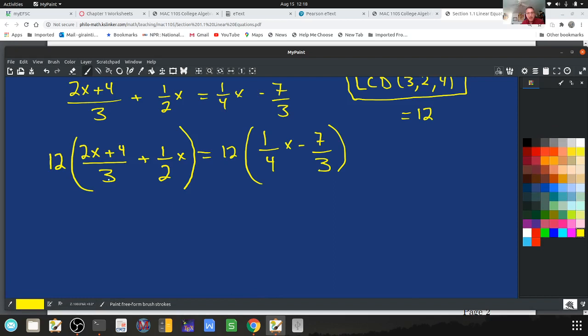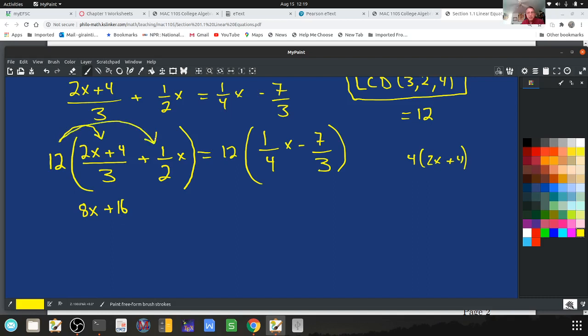So 12 divided by 3 is 4. So 4 times 2x is 8x. And 4 times 4 is 16. So that's all I did. I said 12 times 2x plus 4 divided by 3 is the same as 12 divided by 3 times 2x plus 4. And 12 divided by 3 is 4. So really all I did is 4 times 2x plus 4, and that's what gives me 8x plus 16. So that's distribution on the first term.